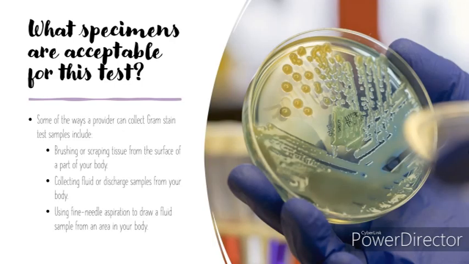So, what specimens are acceptable for this test? Well, some of the ways providers can collect gram stain test samples include brushing or scraping of tissue, collecting fluid or discharge samples, and fine needle aspirations to draw fluid from a sample.